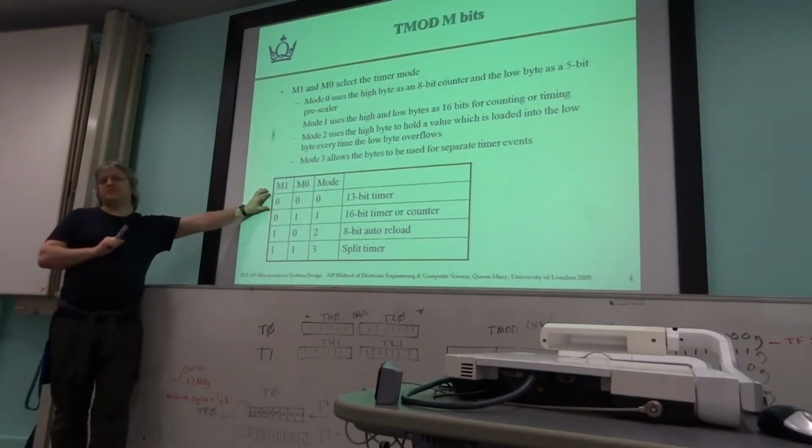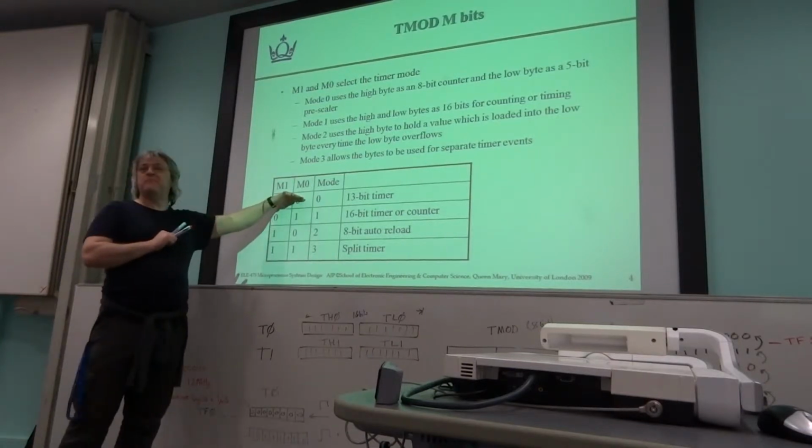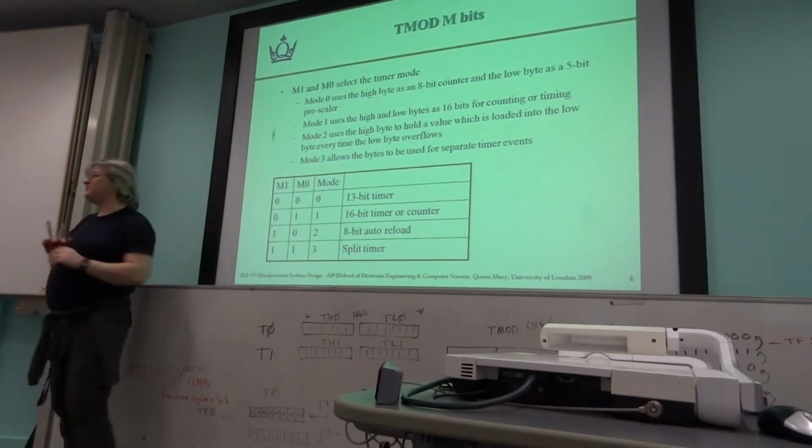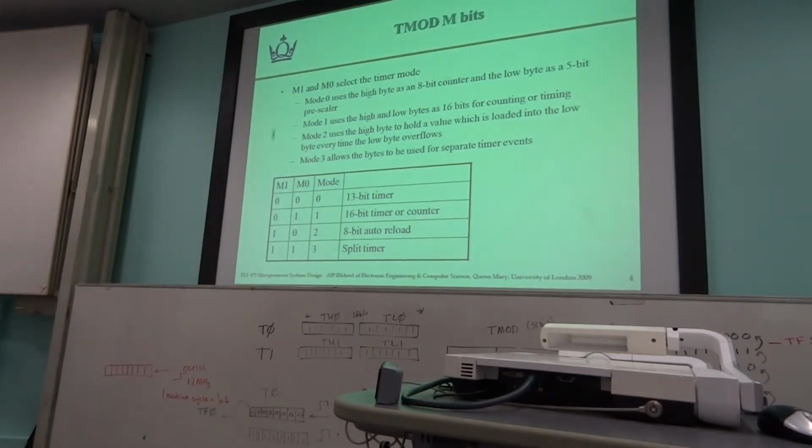Primarily, that mode is put there because, believe it or not, the 8051, although it's incredibly old, there's an even older microcontroller called the 8048. And the 8048 had a 13-bit timer. And for backwards compatibility, they put that mode in. So it's very, very rare that we use this mode. And I wouldn't expect you to know the details of it at all.